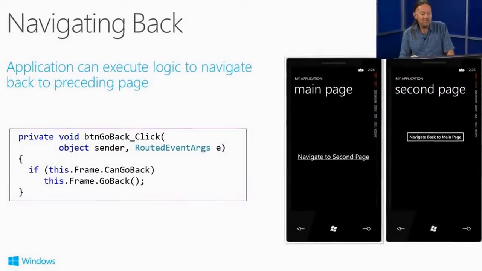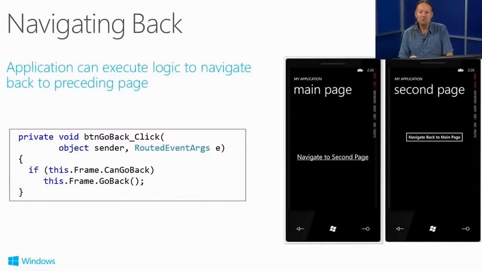You can navigate back. Now, this actually is not recommended UI, but you could put a big button on a page, such as on the second page there, which says navigate back to main page. And if the user taps on that button, you could have some logic on it. And this is the logic you would always use for navigating back. You always call if this.Frame.CanGoBack. So there's a property on the frame that says, hey frame, look in your navigation history and see if there actually is an older page, is there a page I can navigate back to? And if there is, do it.